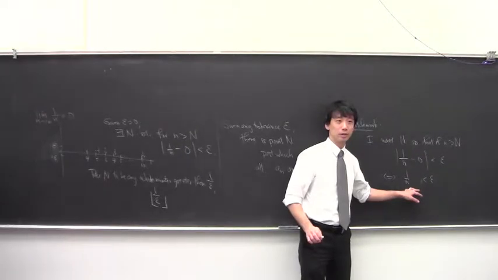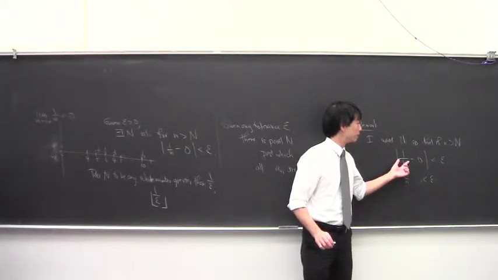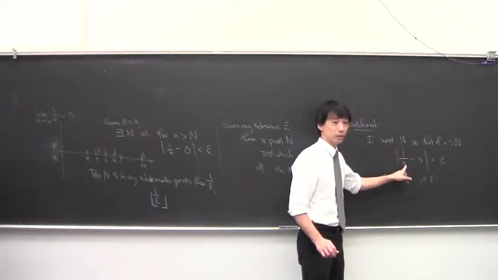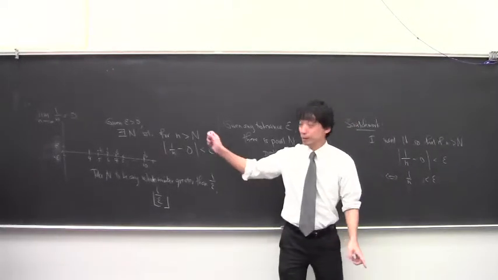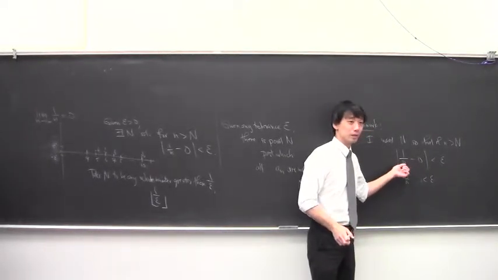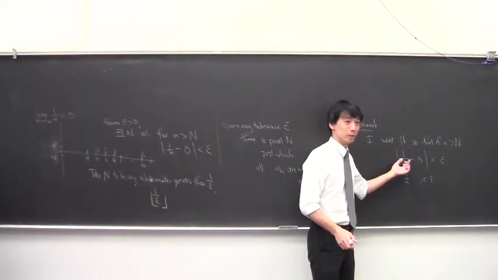Wait, how did you know 1 over n minus 0 is a positive number? Because n starts from 1. These are not negative. You don't start your sequence from negative numbers, typically. You could, but typically one doesn't. You start your counting from 1, 2, 3, 4, 5.